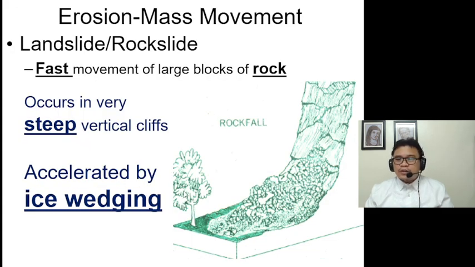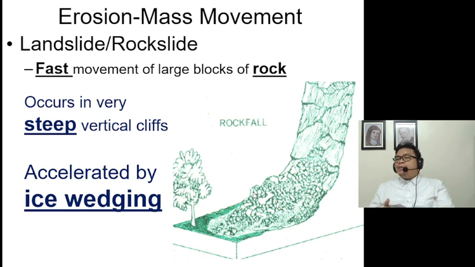Now, another type of mass movement is what you call, of course, landslide or rock slide. These are fast movements of large blocks of rocks. It could be a rock fall or a debris fall, depending on the type of material that falls. A rock fall is mainly, of course, rocks. And a debris fall could be a mixture of rocks, soils, and regolith in general. It occurs only in very steep vertical cliffs, and these are accelerated by ice wedging.